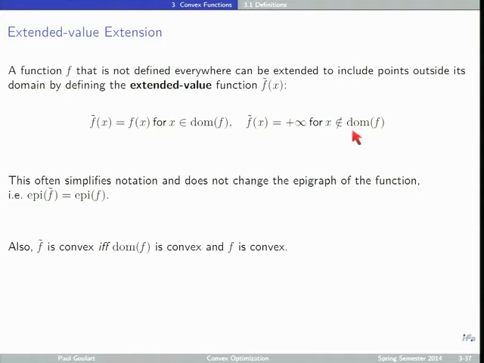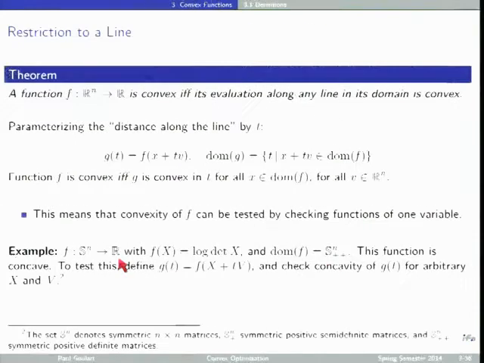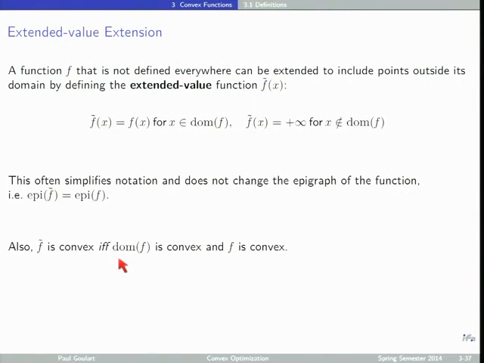Okay, and this doesn't change any of the stuff that we said in the course. It just makes it so that you don't have to have these implicit domain problems everywhere. So it doesn't change the epigraph. The extended value version of a function is convex if and only if the function is convex and so on. So you will sometimes see this idea of an extended value function.